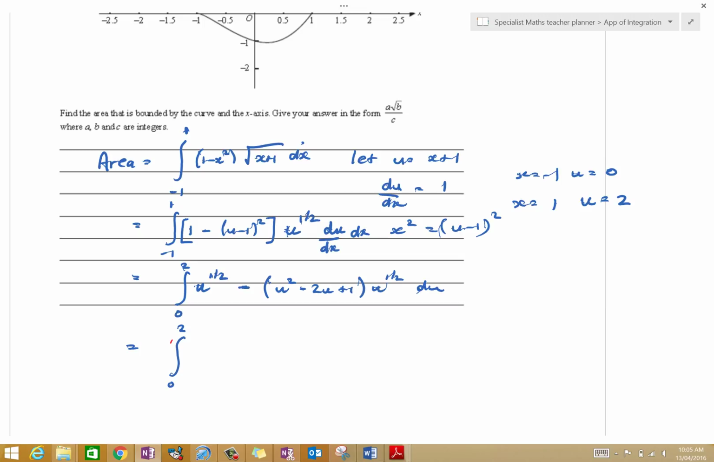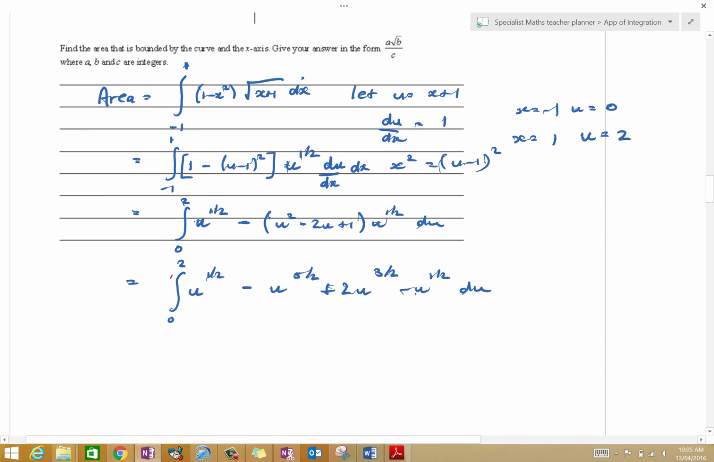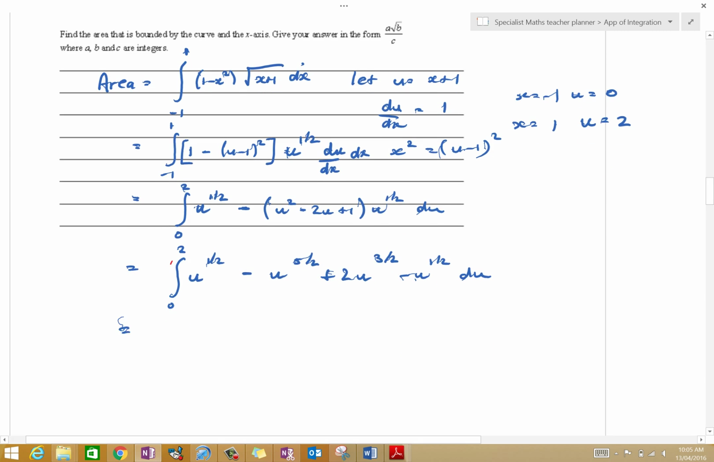All right, u squared times u to the power of a half. I'm adding those together. That's u to the power of 5 over 2. And that's u to the power of a half minus u to the power of 5 on 2, minus 2u, no, positive 2u to the power of 3 on 2, minus u to the power of a half. Okay, well that's nice. That's going to cancel out that, isn't it? So what we're left with is hopefully this: 0 to 2 of 2u to the power of 3 on 2 minus u to the power of 5 on 2 du. Does that look familiar to you guys?